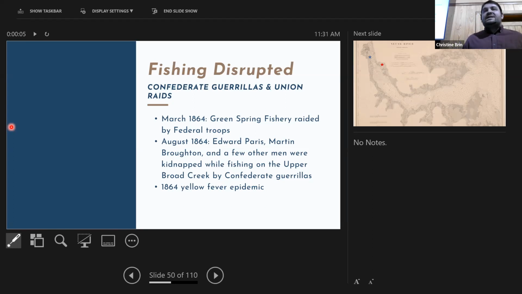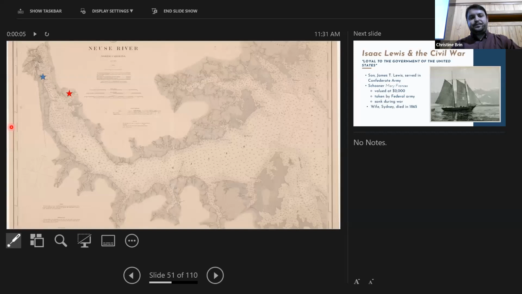So it's not safe to actually go fishing on the Neuse River because, on one side, you've got to worry about Union troops. On the other side, you've got to worry about Confederate troops and guerrillas. But also in 1864, there's this yellow fever epidemic that just swept through the area and really just made life difficult for everyone. And people really couldn't go out fishing. And so those two stories that I mentioned, where those federal troops are is indicated right here with this blue star. And then this red star is where those Confederate guerrillas tried to kidnap those fishermen.